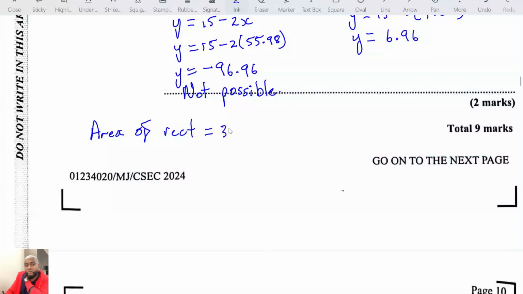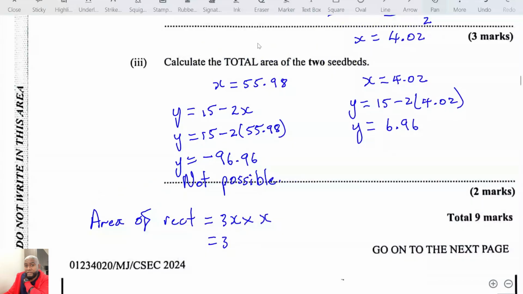The area of the rectangle was equal to 3x multiplied by x, which is equal to 3 by, remember we're using this value for x here. We're not using this one. This one is not possible. So it will be 3 by x. X is 4.02 multiplied by x, which is 4.02. What are you getting for the area of the rectangle?